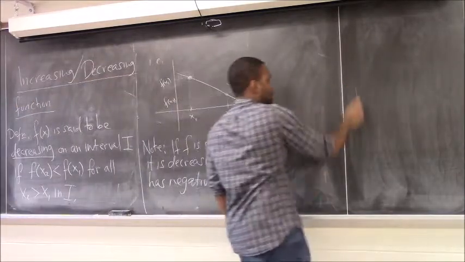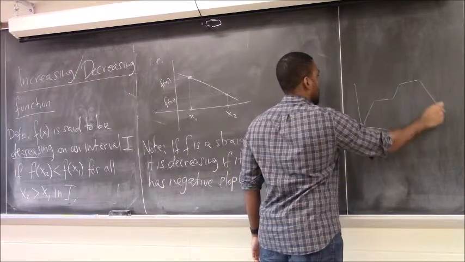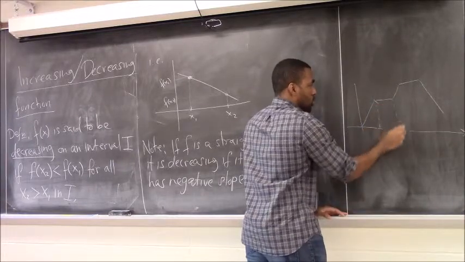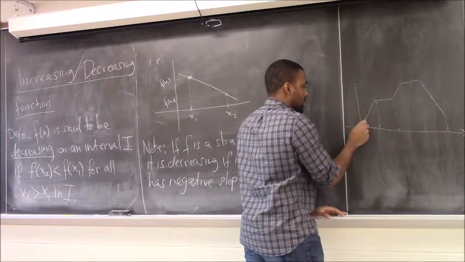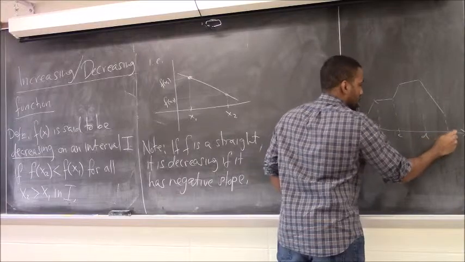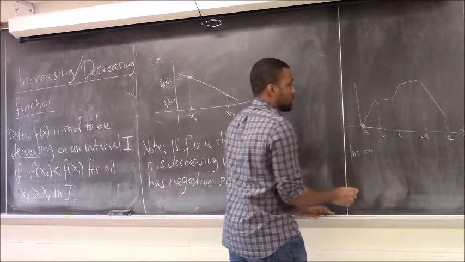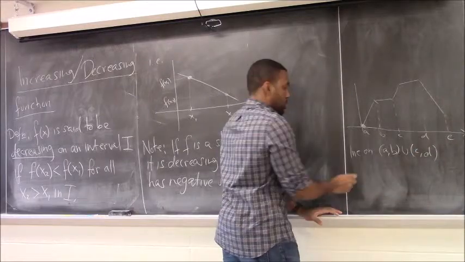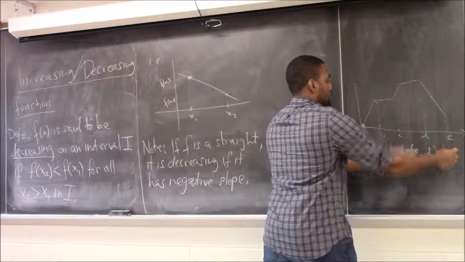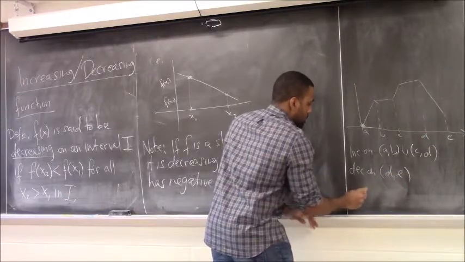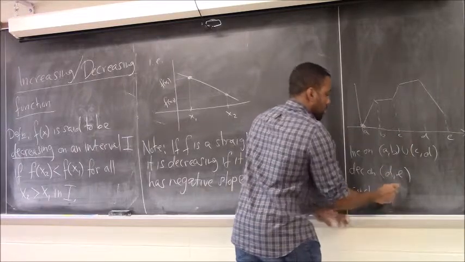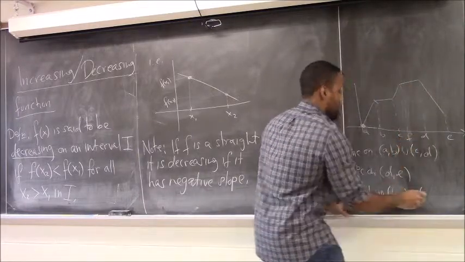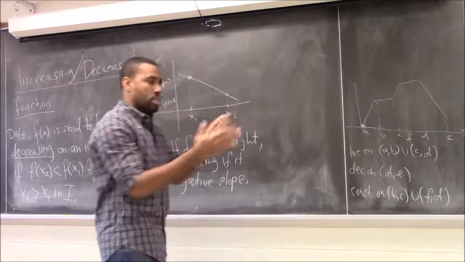So if you have a function that's doing something like this, then that, then that, you'll say it's increasing here. Let's put in some numbers. Let's say these points are A, B, C, D, E. You would say it's increasing on AB union CD, and it's decreasing on DE. You can say it's constant on BC union EF. So you'd actually split it up.